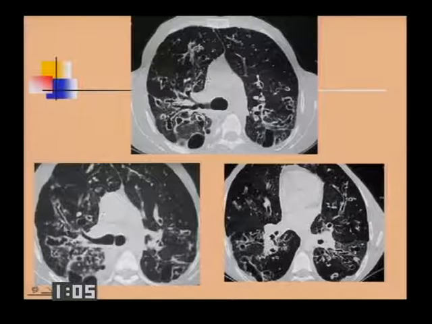Collections of air. These children can develop pneumothoraces spontaneously. When I was in training, they said you don't get a pneumothorax unless you're on a respirator. Not true. They can develop these spontaneously. Some of these cavities will become secondarily infected.